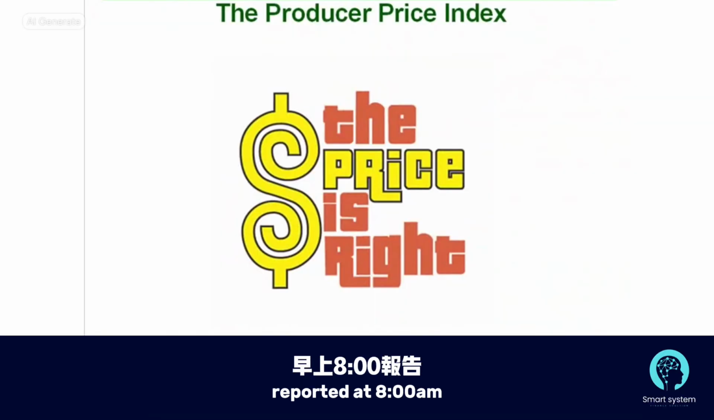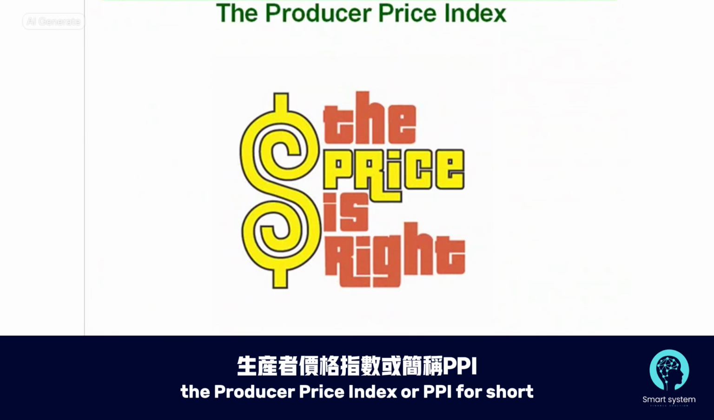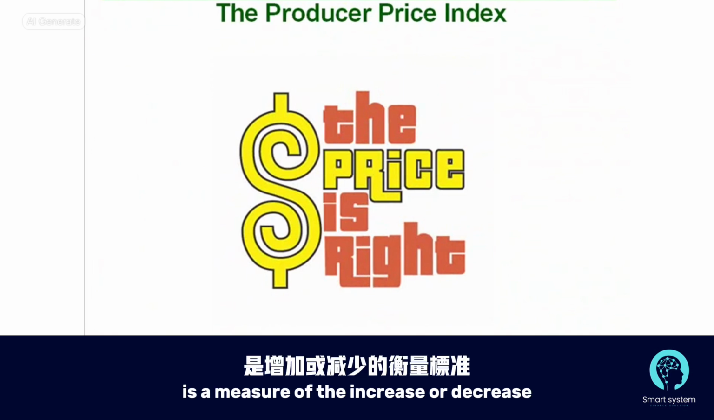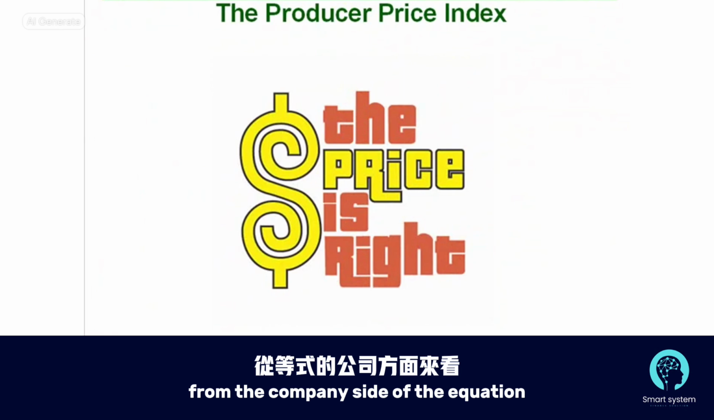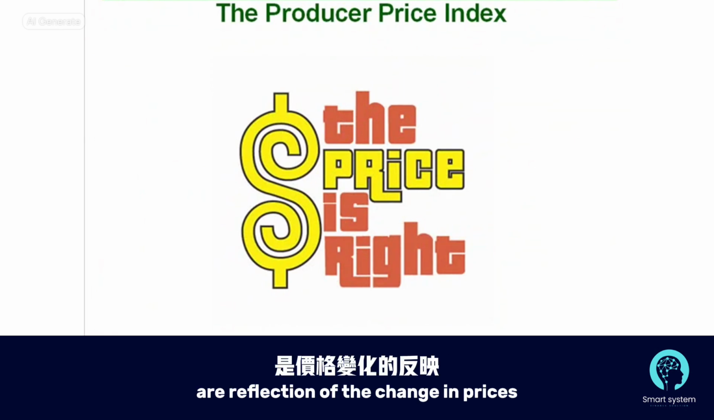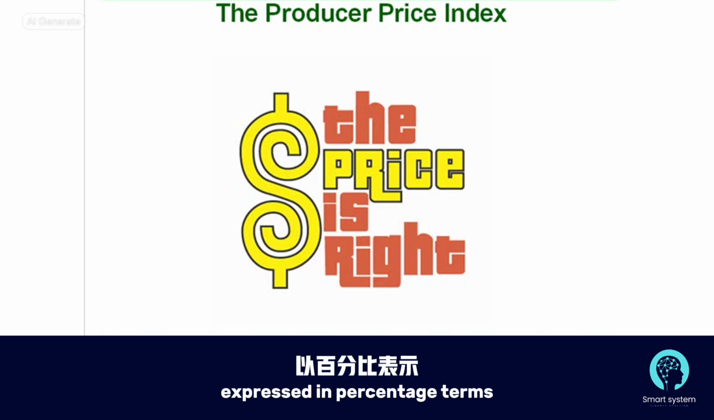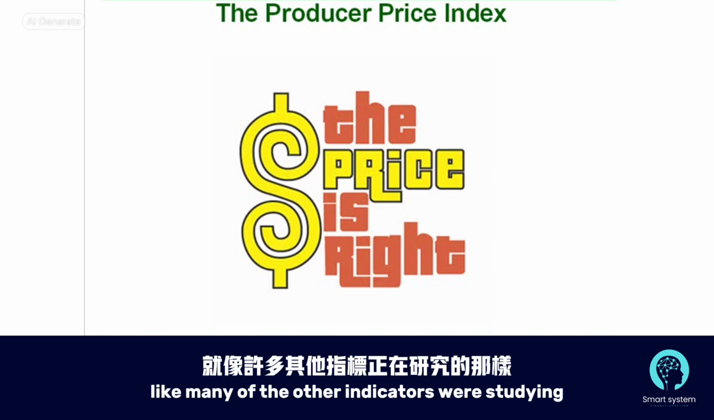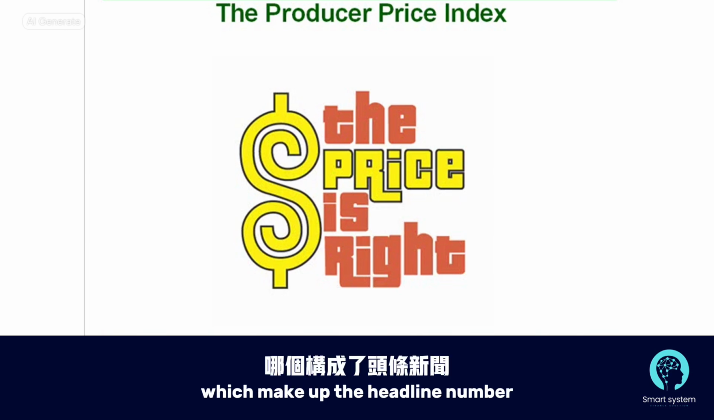Reported at 8 o'clock a.m. in the second or third week of the month, the Producer Price Index, or PPI for short, is a measure of the increase or decrease in the selling price received by US producers for their output. Very simply, what this indicator does is measure any price changes from the company's side of the equation, while the headline number is a reflection of the change in prices at the producer level over the last month, expressed in percentage terms. Like many of the other indicators we're studying, the PPI contains many sub-indices, which make up the headline number.